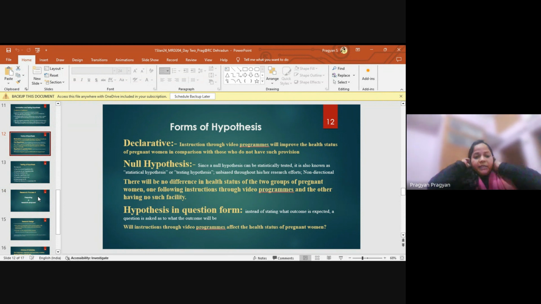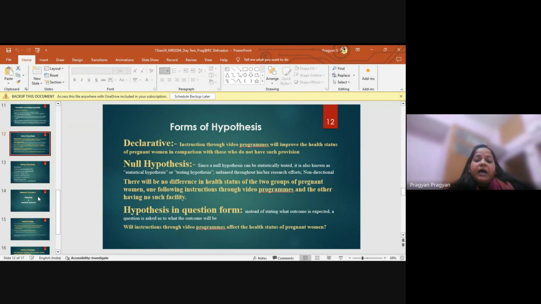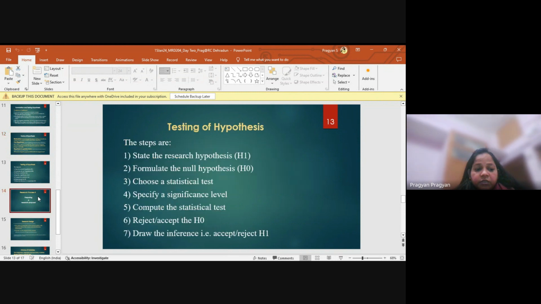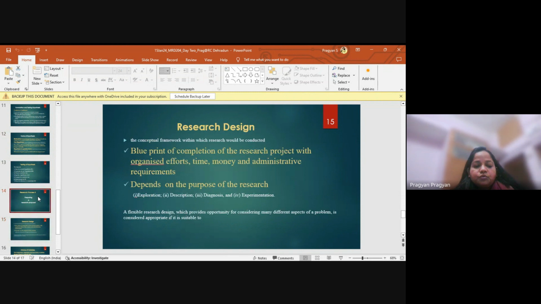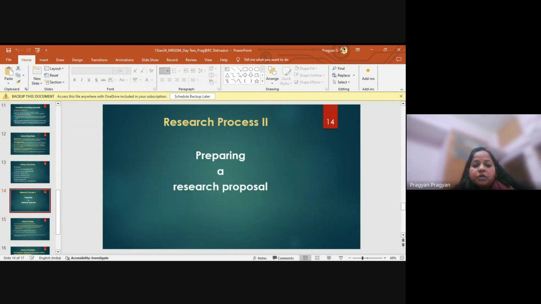So, for the beginner, I would suggest the third kind of hypothesis, that is, the hypothesis in question form. But still, if you are okay with it, then definitely you can also go ahead and conduct your research study with the null hypothesis or the declarative kind of hypothesis. So it's not a big deal.